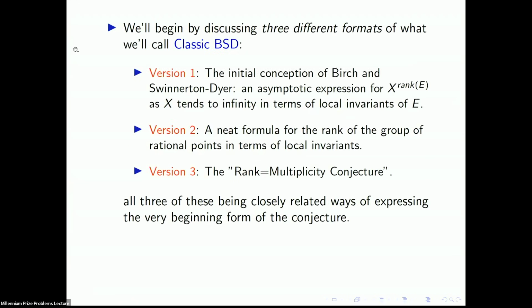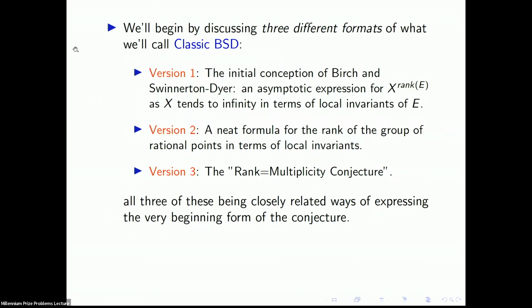So here's our program. I'm going to begin by discussing 3 different formats of what I want to call classic BSD. And there are 3 versions of classic BSD. There is the first one, which is just the historical starter, the initial conception of Birch and Swinnerton Dyer, which gives an asymptotic expression for the variable x to the rank of the group of rational points of E over Q as x tends to infinity. And the asymptotic expression is, as I mentioned in the previous slide, in terms of local invariants of E.